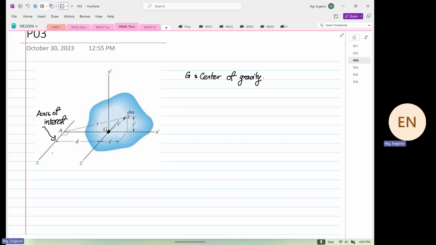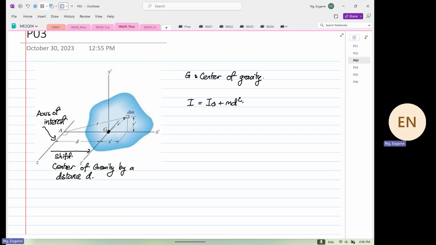However, we have a shift of our center of gravity by a distance d. When that's the case, the moment of inertia, or the mass moment of inertia, is equal to Ig plus m d squared.